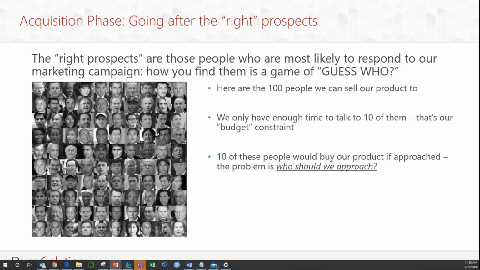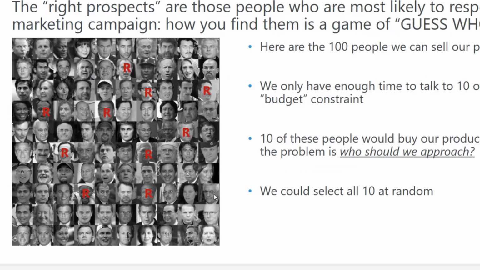Now back to our example. So you can only make 10 pitches. So you obviously cannot go and talk to everybody. How do you select the 10 people that you should pitch to? Well, one way is you could select them at random. So you just walk up to 10 people at random, give them your pitch and see what happens and see if they are the real buyers.